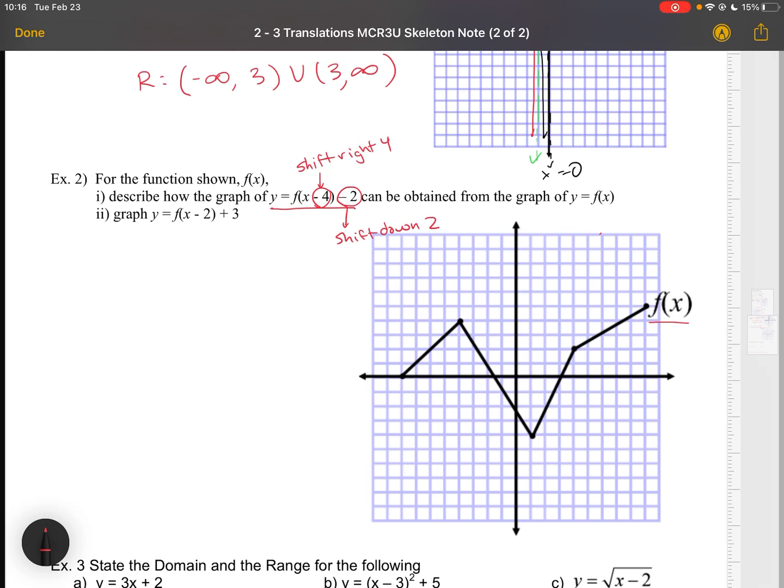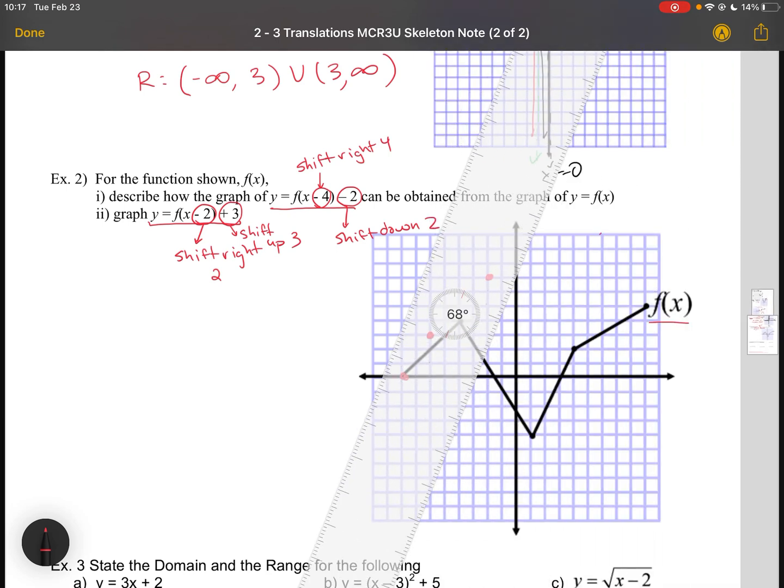And then what we're asked to do is to graph this here. So here I'm going to identify my transformations first. So I would shift right 2, and then I would shift up 3. When you have a piecewise function, that is as simple as moving all of the corner points and then connecting them. So I'm going to shift right and shift up. Same thing over here, shift right, shift up, and I'm going to use my ruler to connect those two.